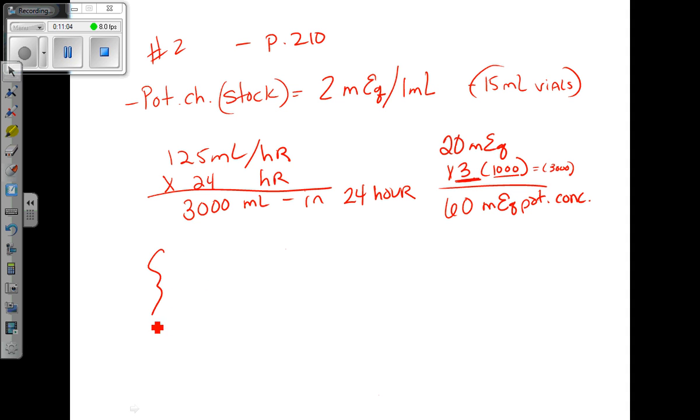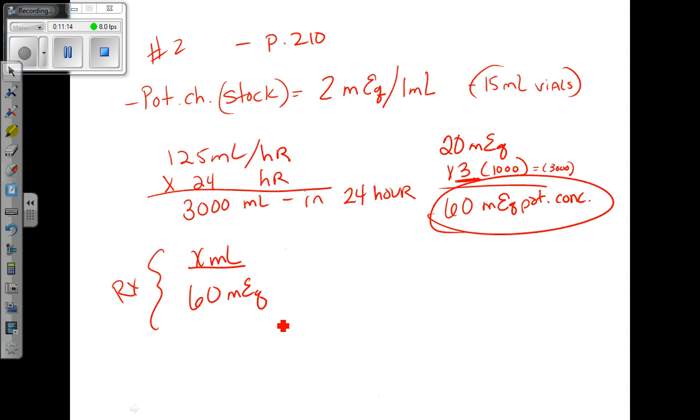So the Rx, and that's how we got the number for our Rx. So you have X milliliters over 60 milliequivalents. And we got the 60 milliequivalents from how much you need in 24 hours and how much they're wanting it to come in 1,000 milliliter bags. So then you're going to equal it with what you have in stock, which remember was your 1 milliliter per 2 milliequivalent.